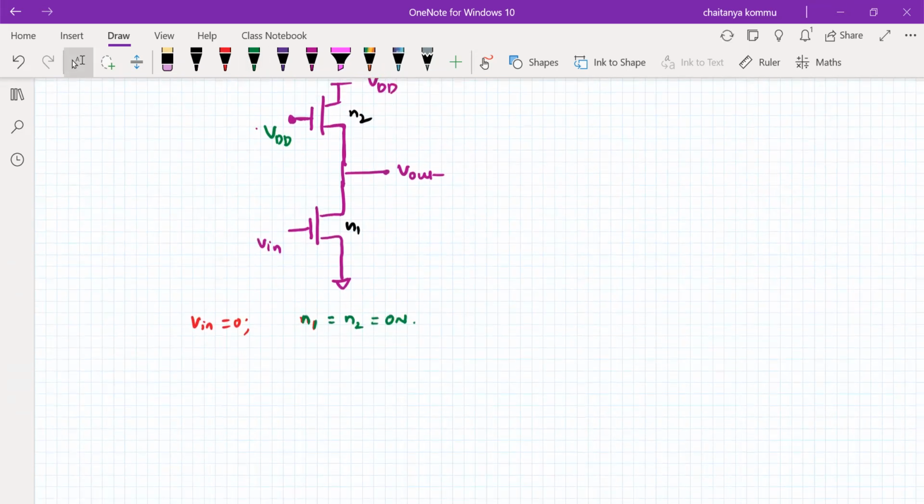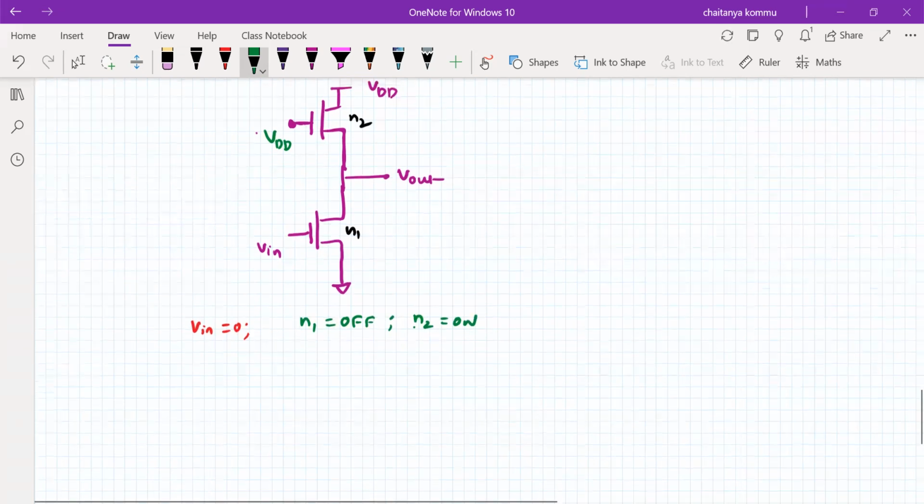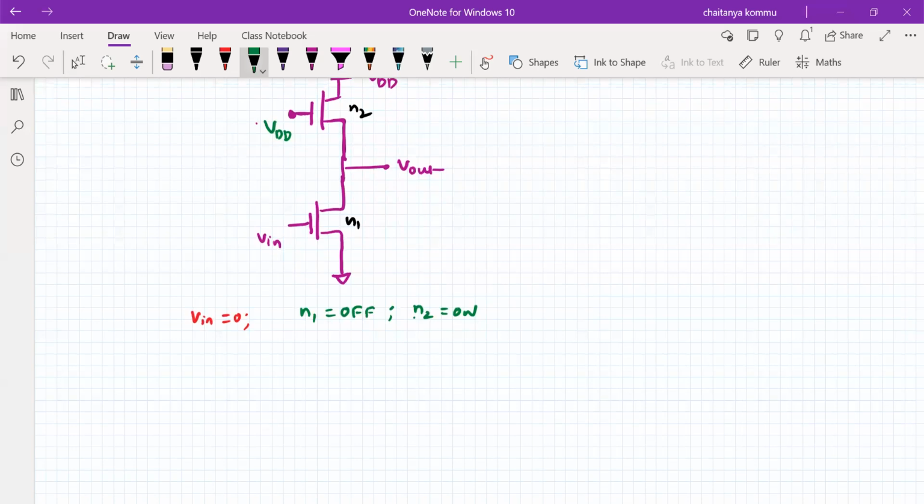What is the value that will have it? Sorry, extremely sorry. Here the N1 is off, but N2 is on, right? N2 already has VDD on the gate. Okay, so what is the current flowing through this IN1? The current flowing here is 0, which makes IN2 also 0.